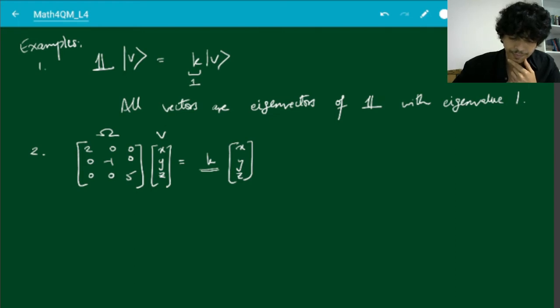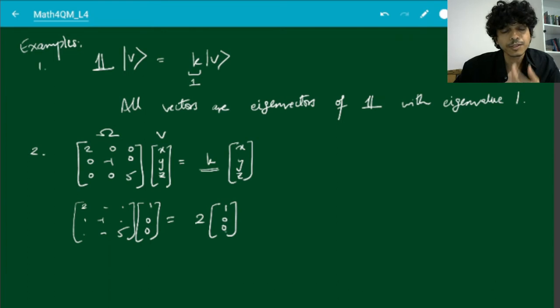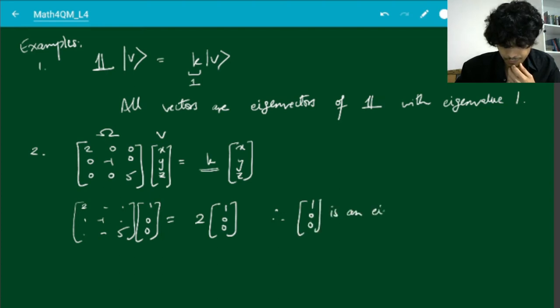So you can play around with it a little bit. I'll give you the answer right away. Suppose you take the vector 1, 0, 0, and you operate on this with this matrix, 2, -1, 5. You'll find that this will just give you 2 times 1, 0, 0. Right? Just do the matrix multiplication and check. Therefore, I'll say that 1, 0, 0 is an eigenvector of this matrix omega that I have written.